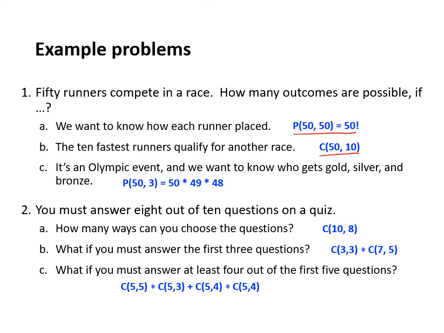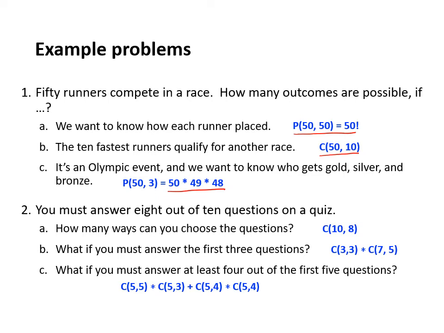And finally, how many outcomes are possible if this is an Olympic event and we want to know who gets gold, silver, and bronze? So in this case, the medals are different. So the order matters and there is no repetition. So these are permutations. So it's P(50,3), which is equal to this expression.